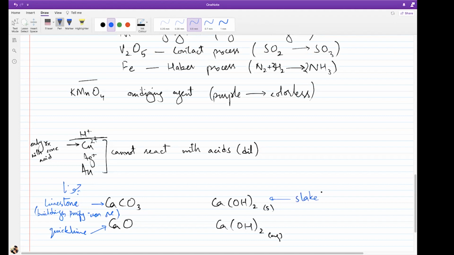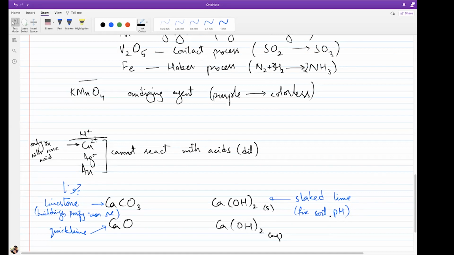Slaked lime. Any idea where we use it? We use it to fix soil pH. But you see, if soil is acidic, it won't allow many crops to grow healthy. So what we do is we add this slaked lime in there, and that way it can react with the acidic part in that and neutralize the soil.